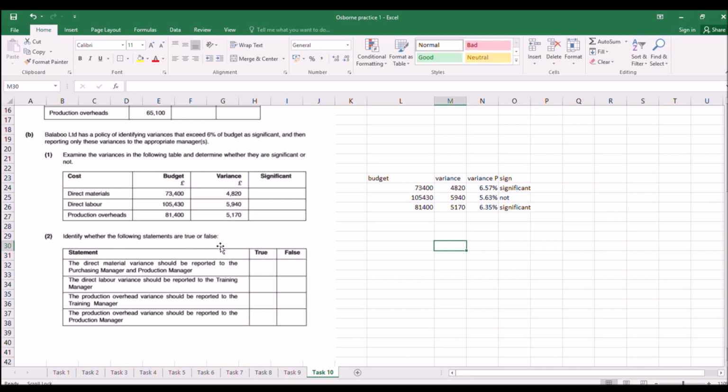Right. Identify whether the following statements are true or false. The direct materials variance should be reported to the purchasing manager and production manager. Right, okay, so what we've now got here is we're going to sit down and see who is relevant. Right, so we've got direct materials. So we've got materials. We've got a variance here, have we? And we're talking about purchasing and production. Right, okay. Let's imagine now a world where this is negative. So this is an adverse variance.